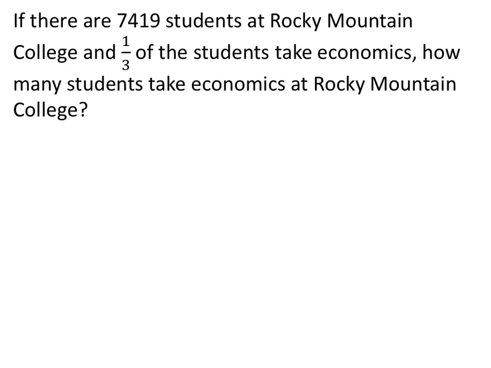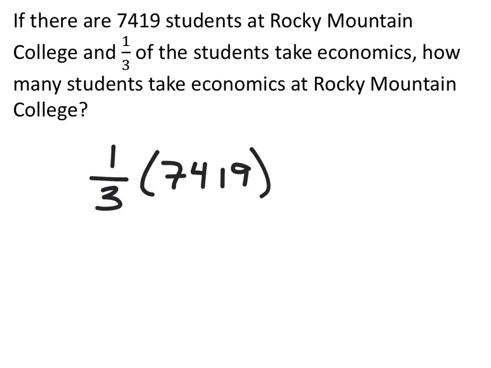Now, I'm going to go through this again, right? There are this many students at this college, and 1/3 of them take economics. So how many of them take economics? Well, it's 1/3 of the 7,419, right? So it's like saying I got 1/3 of a group of 7,419, all right? Which is why this is multiplication.